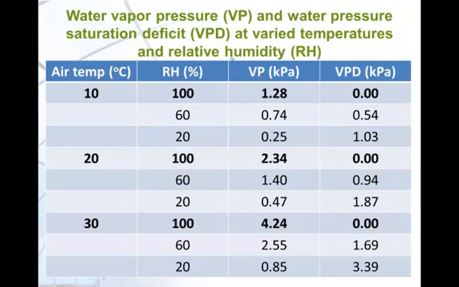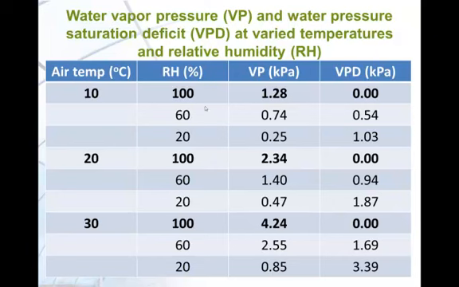This table is showing vapor pressure deficit at different temperatures and different humidities. So 10 degrees C, 100% relative humidity. This is a saturation situation, and this is the saturated water vapor pressure. Because it is at saturated water vapor pressure, VPD is 0.